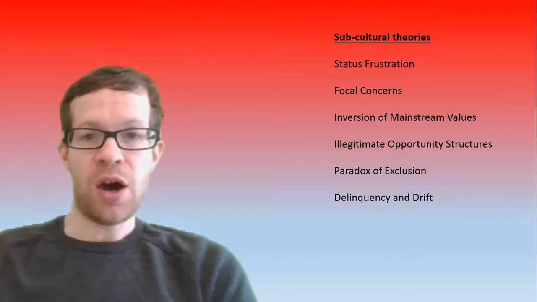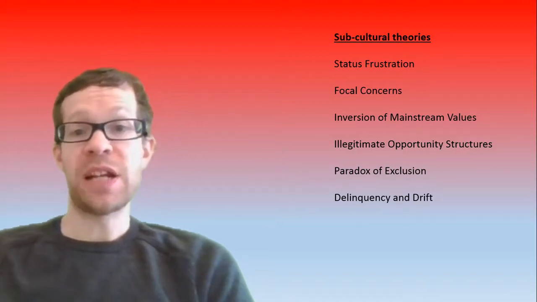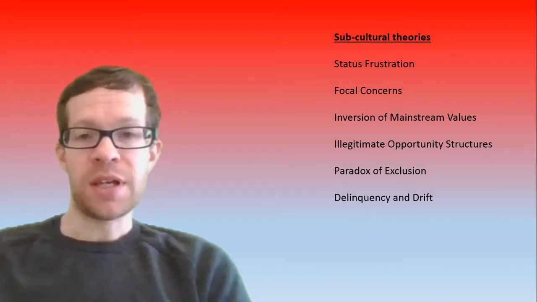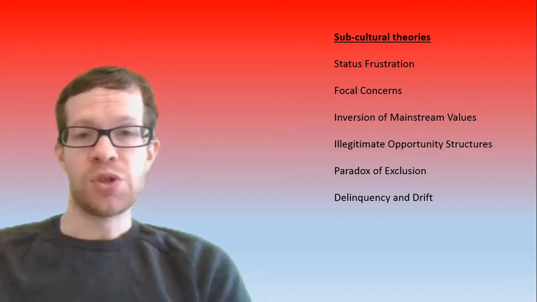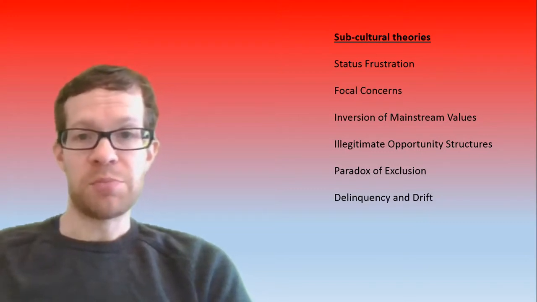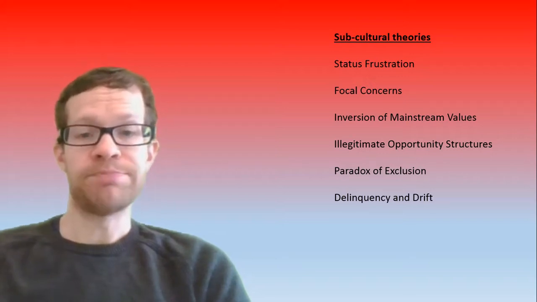So they are buying into the mainstream status. However, they feel excluded from society, and so maybe they engage in criminal activity, gang related activity, in order to get these status symbols. So all of the subcultural theories start from the idea that people who are involved in criminal deviant behavior often have different values from the mainstream.